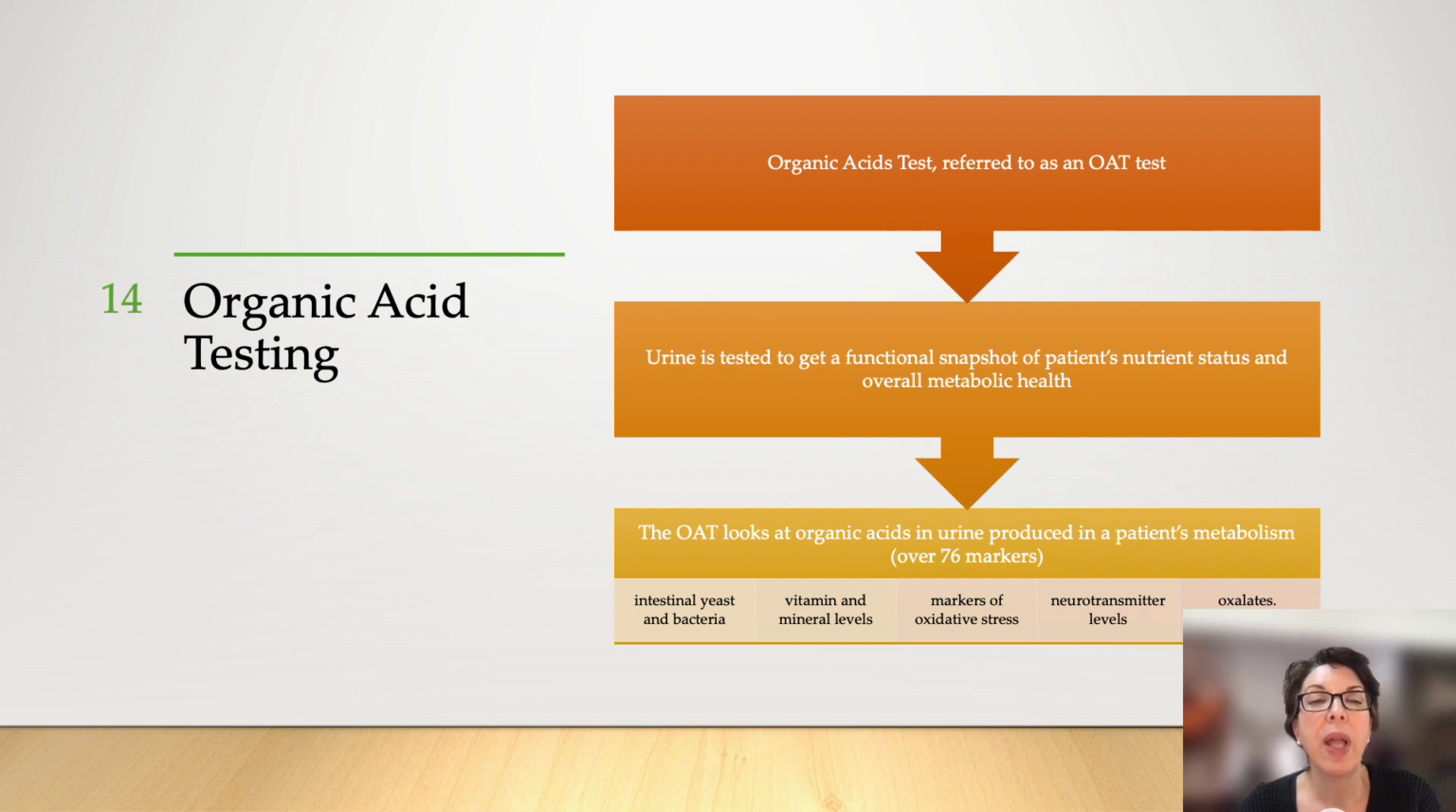So organic acid testing, or OAT test, is a urine test that gets a picture of the nutrient status and the overall health metabolically of the patient. It looks at metabolites that are represented as organic acids in the urine, and they can detect over 76 markers. So you can detect intestinal yeast and bacteria, vitamin and mineral levels, markers of oxidative stress, neurotransmitters, and oxalates.